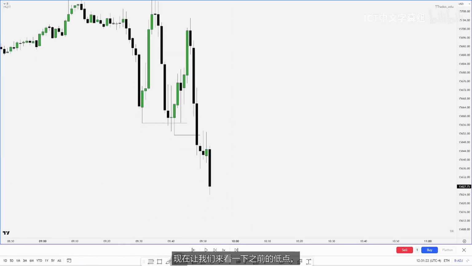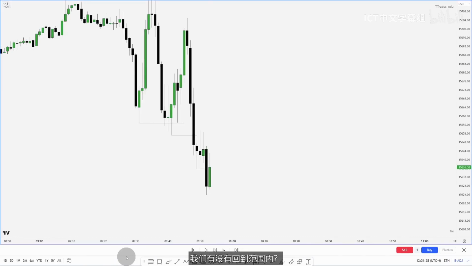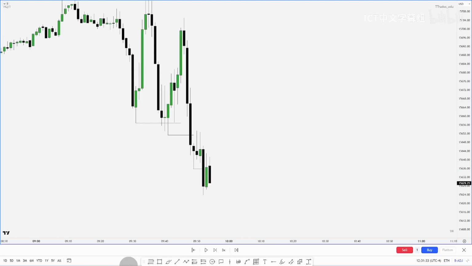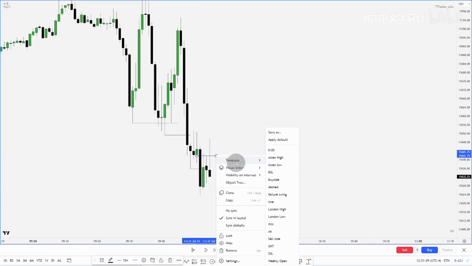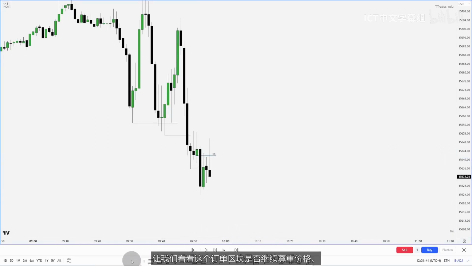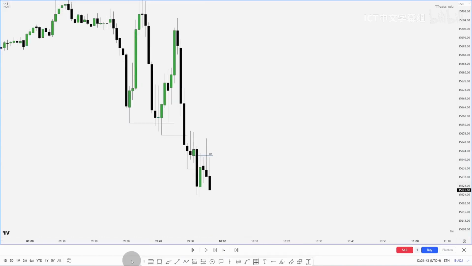Okay, let's take a look at this previous low now. Do we displace below it? Yes. Do we displace back in? A little bit, but we're respecting this order block. Now we're kind of consolidating here, and this is when other PD arrays come into effect here. Let's see if this order block stays respecting price.